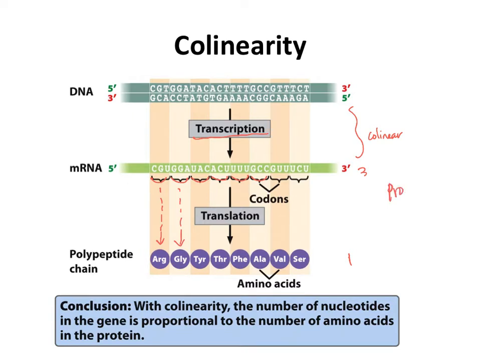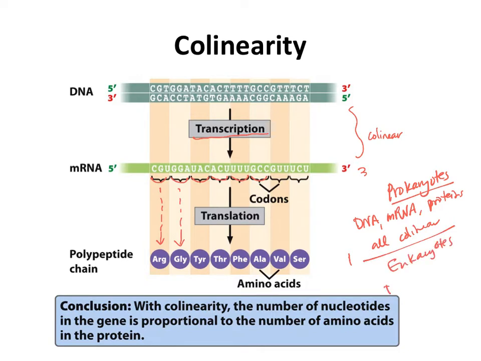Now, based on studying prokaryotes, we know this is true. DNA, mRNA, and proteins are all collinear. But the previous experiment where we hybridized DNA to RNA in eukaryotes, DNA and mRNA were shown to have loops. They're not collinear. So what is going on with eukaryotes?